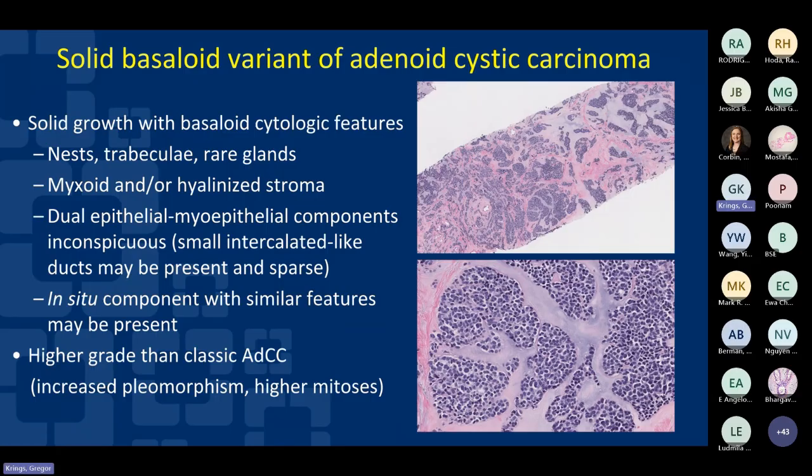Importantly, the dual epithelial myoepithelial differentiation of classic adenoid cystic carcinoma is less conspicuous, almost by definition in these tumors. Sometimes you can see small intercalated duct-like structures, and that can be very helpful to help the diagnosis. Oftentimes, there's also an in situ component that has similar morphologic features. And as I already mentioned, these tumors tend to be higher grade due to increased pleomorphism and higher mitotic activity.